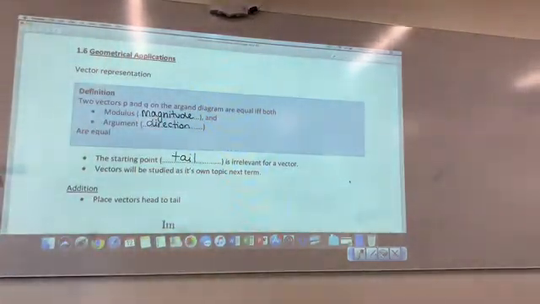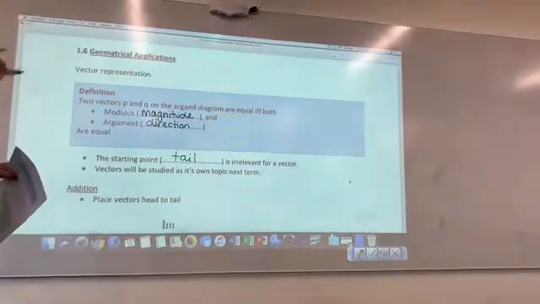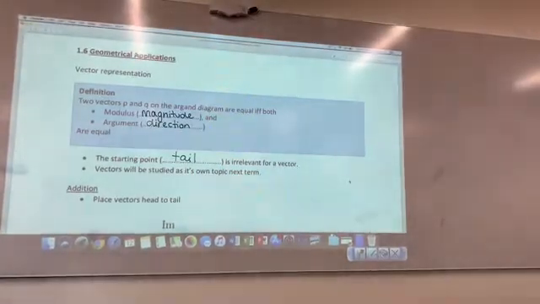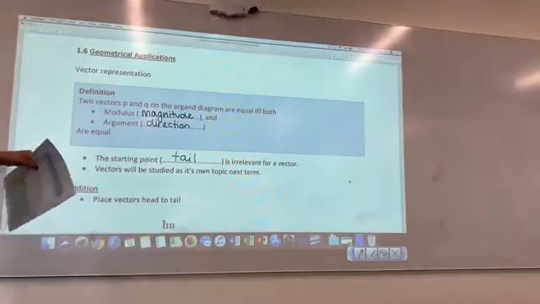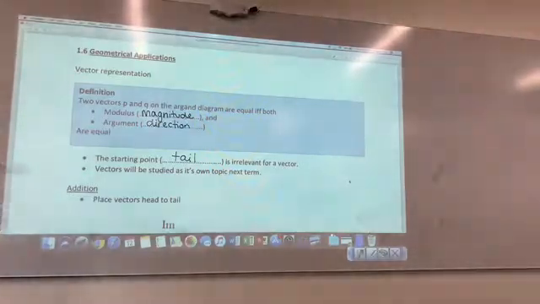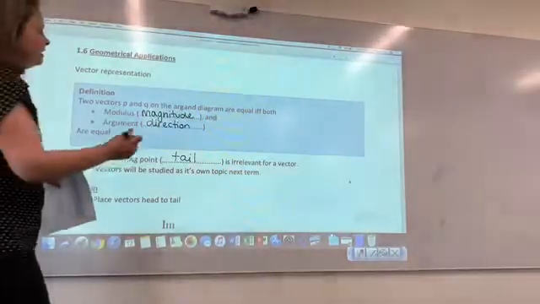It's always just where it starts from. It's taking it in some direction and moving it to somewhere else. Vectors will be studied as its own topic next term. Okay, so what do we mean by a vector?